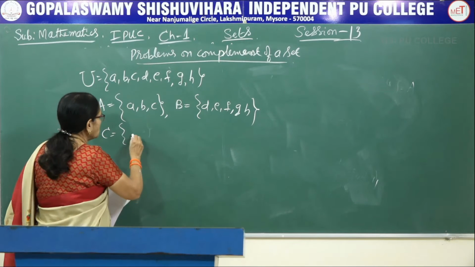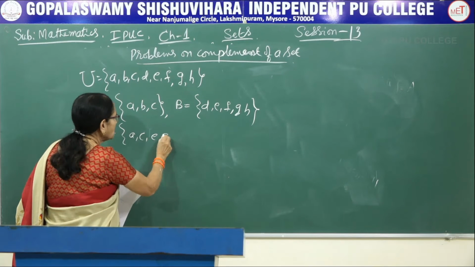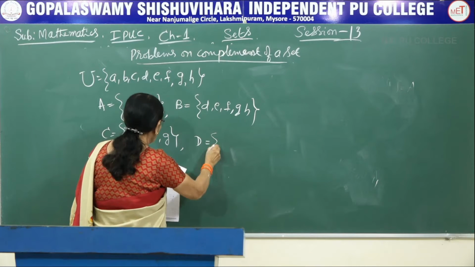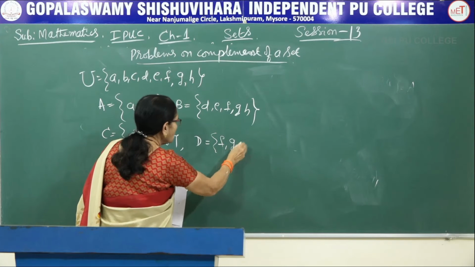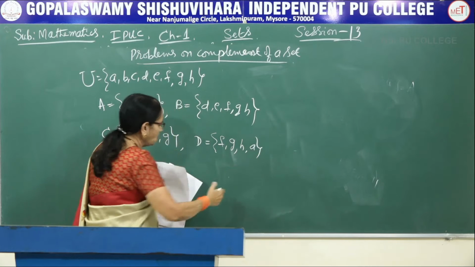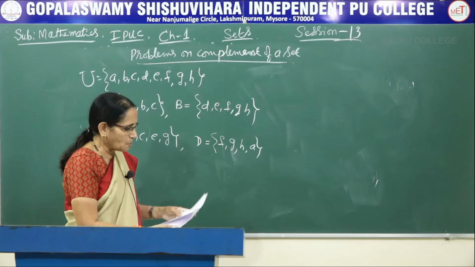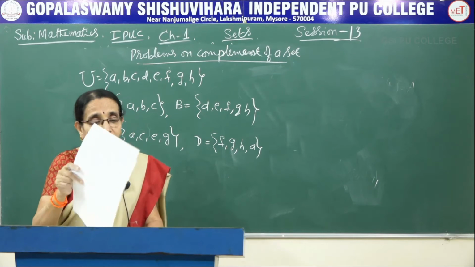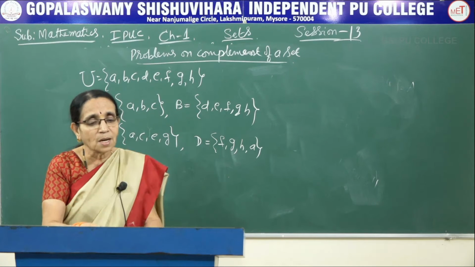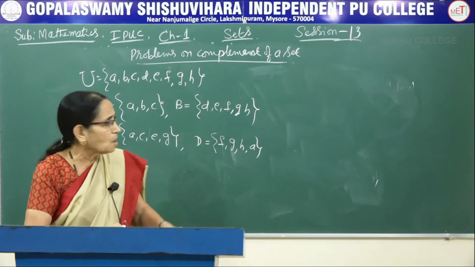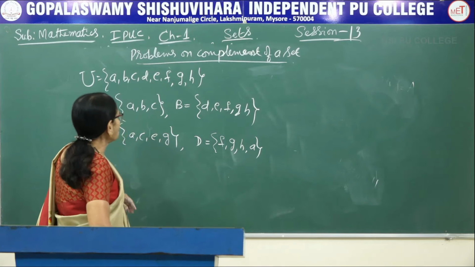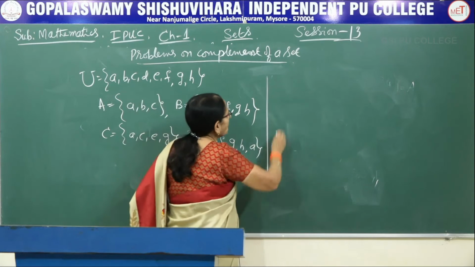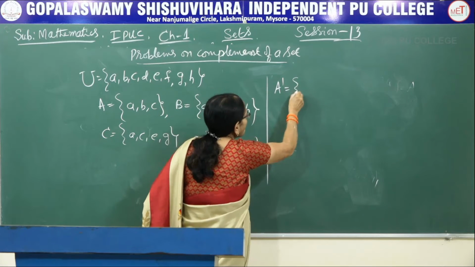A, C, E, G. And set D contains F, G, H, E. Now these are the 4 sets I am considering. You are asked to find the complement of these 4 sets, complement of all the sets here. One by one let me consider. A has been given to us. So let me write A dash. First one is A dash.